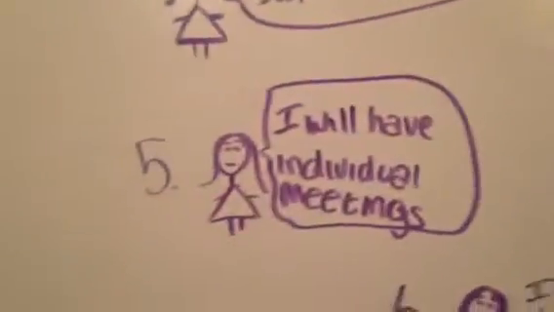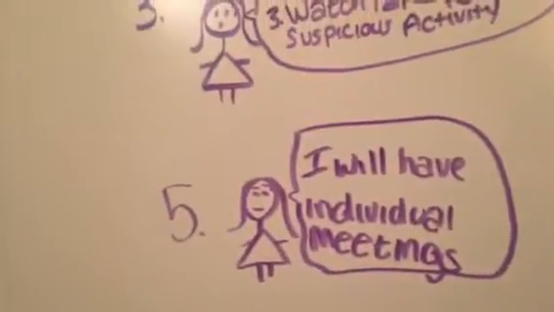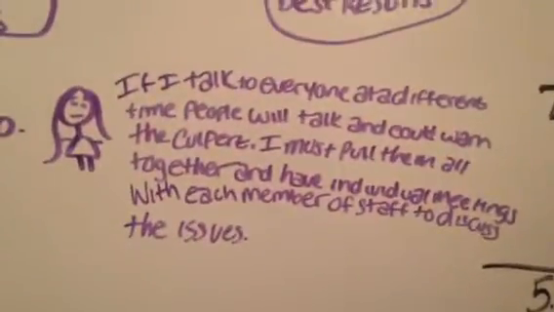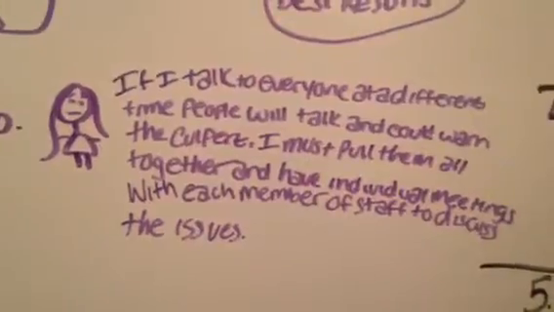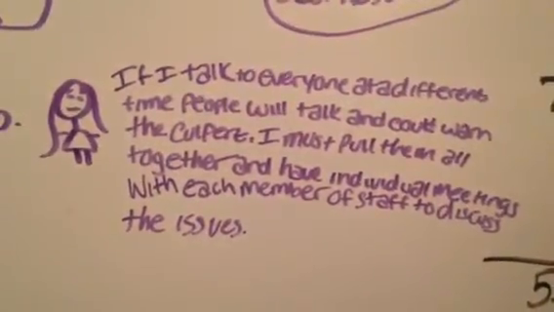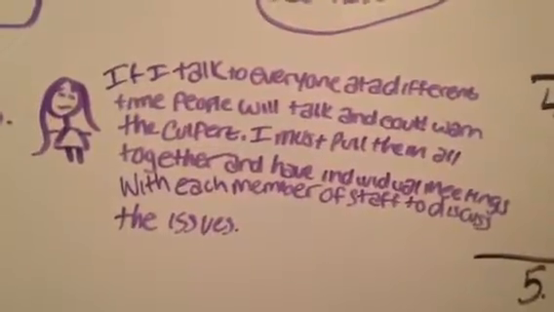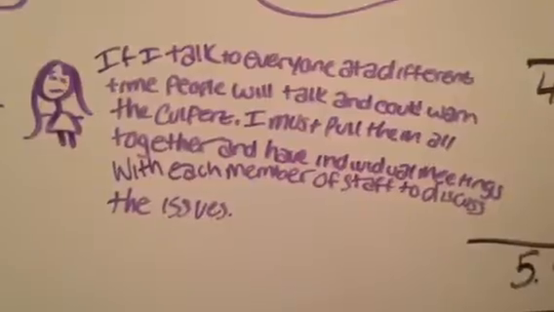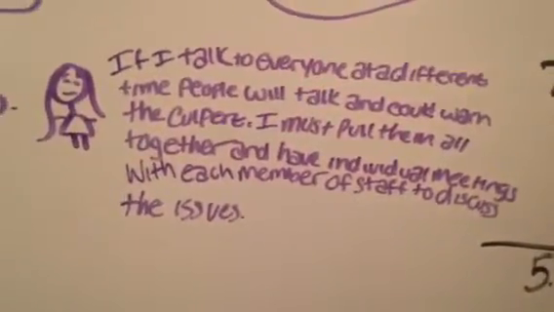Step 5, she selects the alternative that she will have individual meetings with each of the staff. Step 6, she tries to implement the decision. If I talk to everyone at different times, then people will talk and could warn the culprit. I must pull them all together and have individual meetings with each member of the staff to discuss the issues.